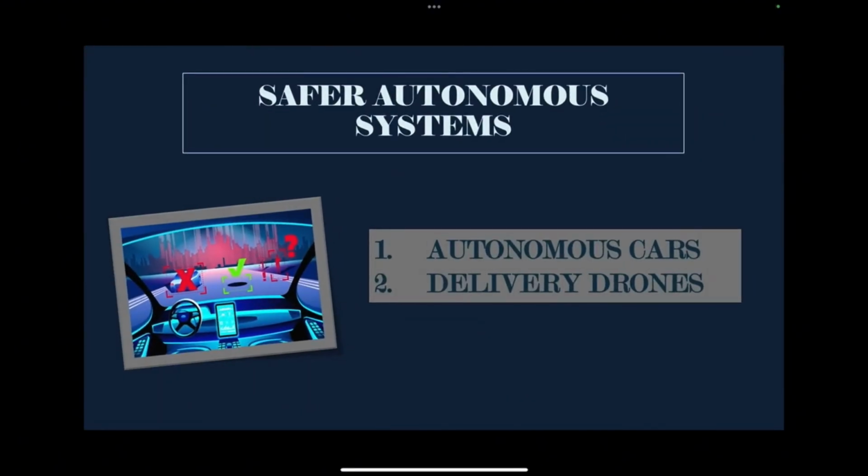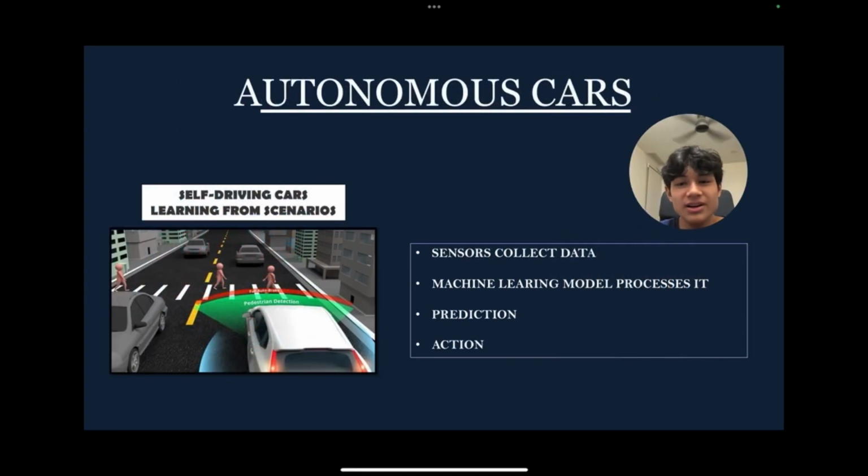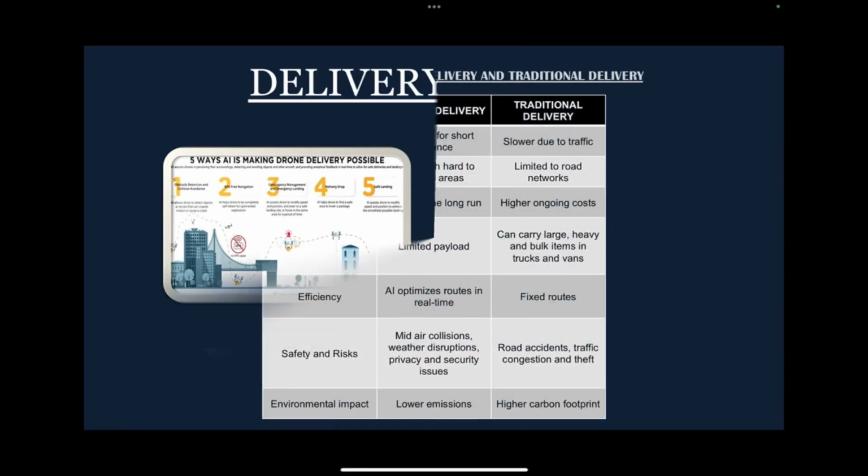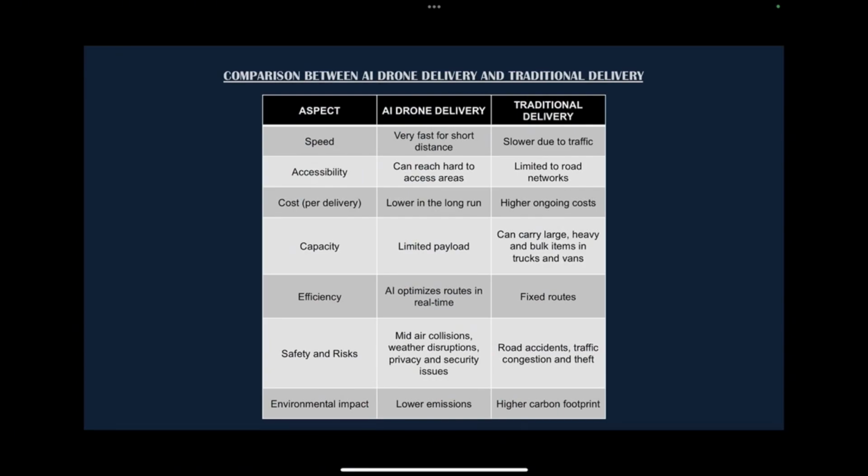As for autonomous systems, we have autonomous cars and delivery drones. These self-driving cars are very special as they have sensors to collect data based on obstacles they face and predict events before action is taken. In delivery drones, sensors are also used to navigate while avoiding obstacles, and landing at the destination safely. Between delivery drones and traditional delivery, there are much more advantages using delivery drones compared to traditional delivery.